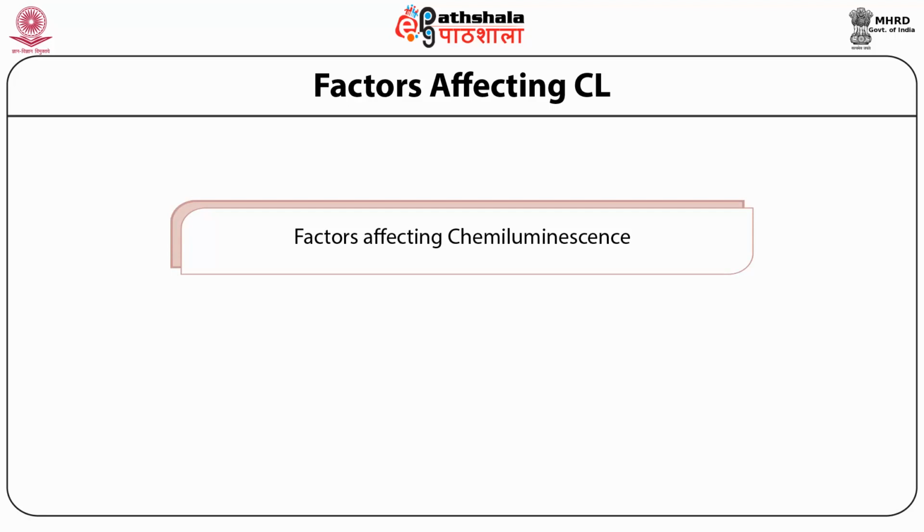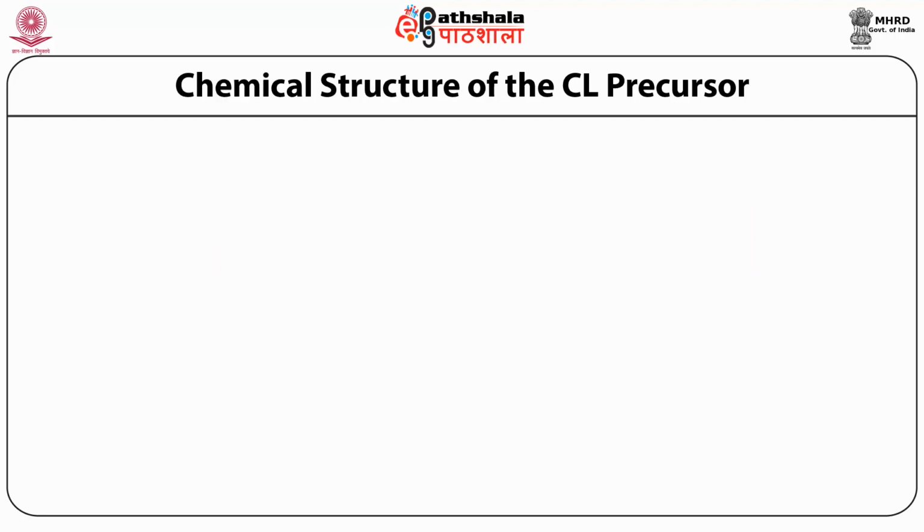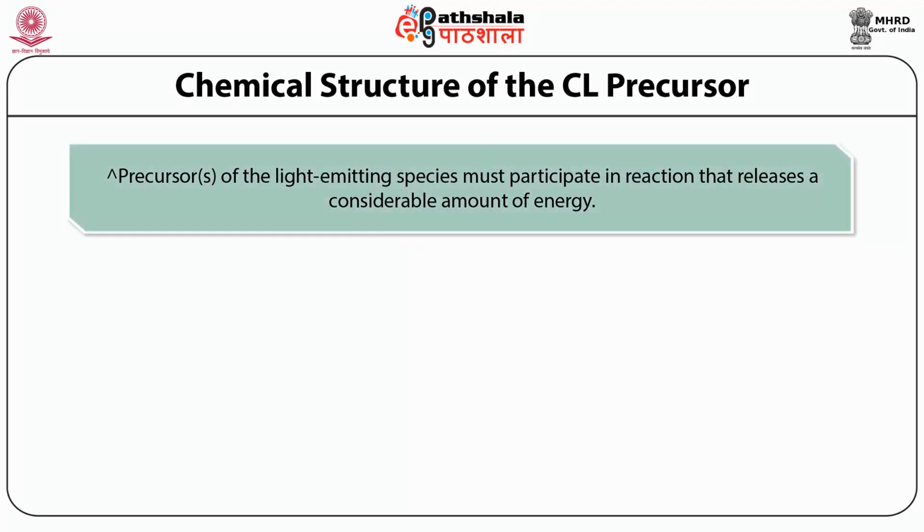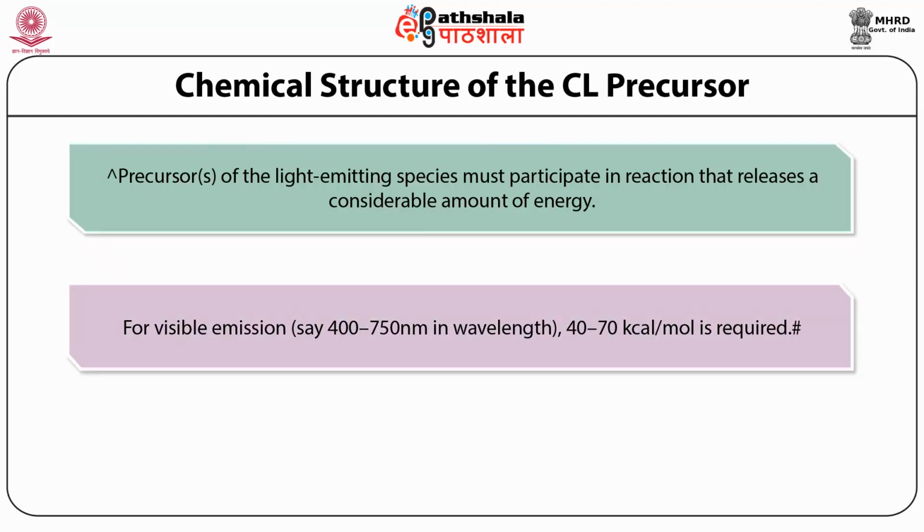First, let's see how chemical structure of the chemiluminescent precursors affects it. An essential condition for any reaction to occur is the structure. In chemiluminescent reactions also, the precursor of the light-emitting species must participate in a reaction that releases a considerable amount of energy. If it does not participate, no reaction will be seen. For visible emission, that means seeing wavelengths between 400 to 750 nanometers, 40 to 70 kilocalories per mole of energy is required for such reactions to happen.